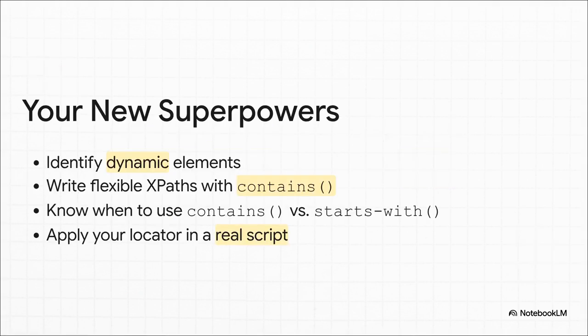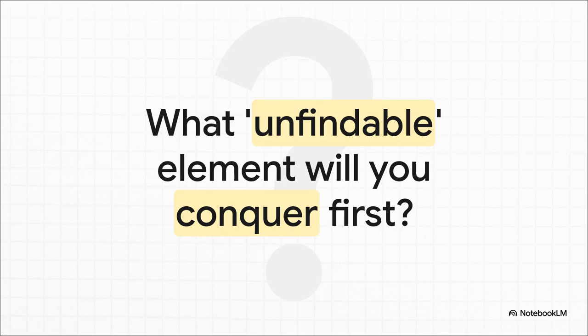So let's take a step back and think about what you can do now. In just a few minutes, you've learned how to spot those tricky dynamic elements, you know how to write a flexible XPath with contains, and you even know the crucial difference between contains and starts-with. You are absolutely ready to use this in your own code. Which, of course, brings us to the most important question. I want you to think about that one element in your application, you know the one, that's always been flaky and unreliable. You now have the perfect tool to lock it down for good. So, what unfindable element are you going to conquer first?